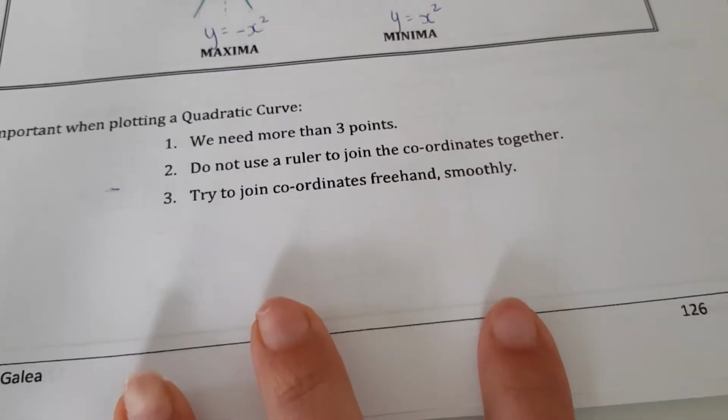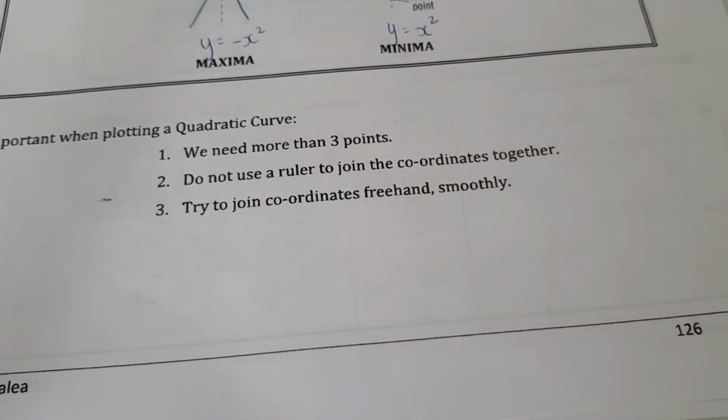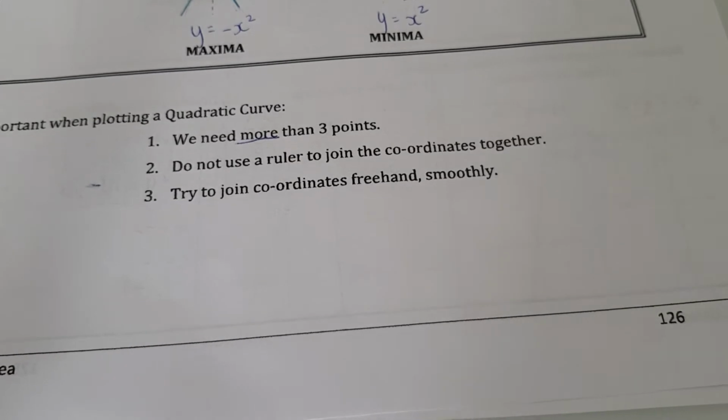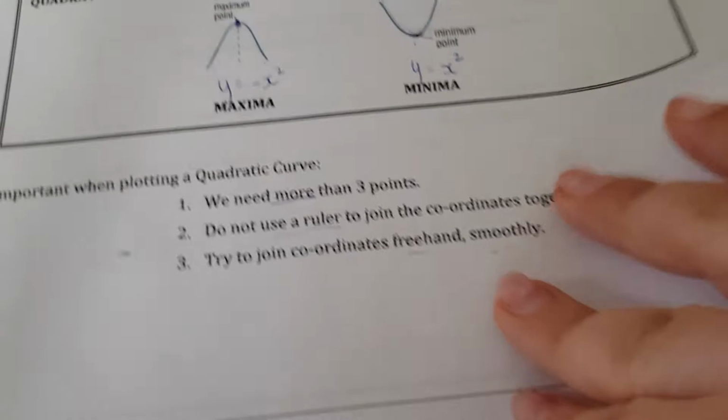Now, to plot a quadratic curve, it's not like a straight line. For a straight line, 3 points were enough. We need more than 3 points, so it will be more accurate. Do not use a ruler to join from one point to the other, like we did in straight lines. This is different. We want it to become a curve, so we're going to join everything freehand and as smoothly as possible.